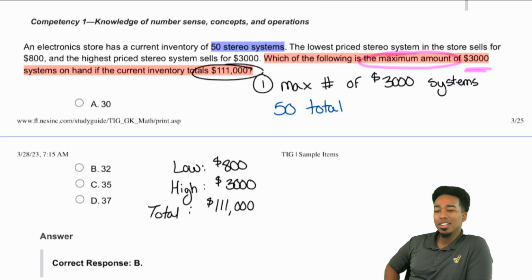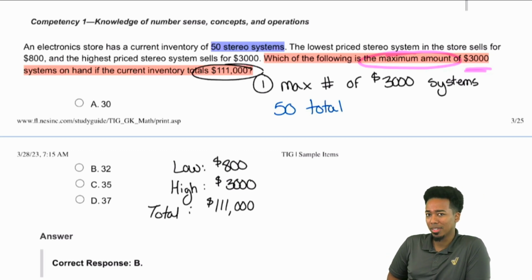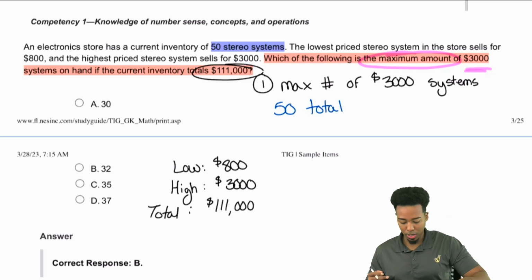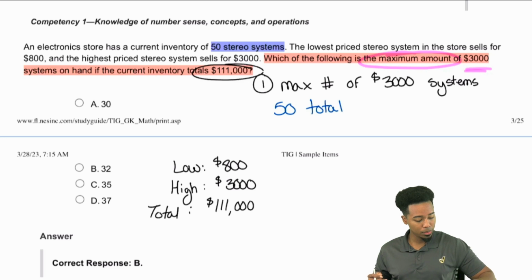But if you're here and you're tempted to make a system out of this, don't worry, you don't really have to. What you can do here is just use some logic and reasoning with the actual answer choices. Here's what I mean. If I take a look at the $111,000, look at what a lot of people may be tempted to put as the answer.